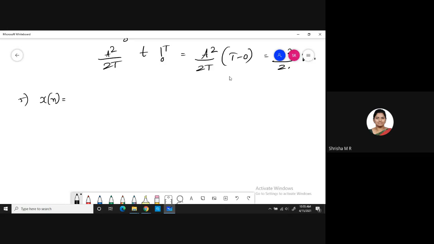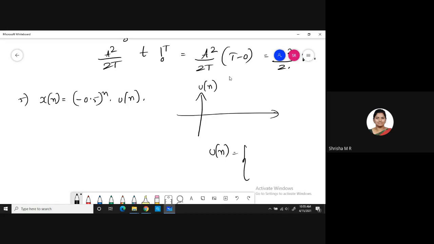x of n is equal to (minus 0.5) to the power of n into u of n. Try plotting this. You know what u of n is, right? It is the unit step signal in discrete form. What is the definition of u of n? It has the same amplitude after t equal to 0. Here it is n, because it's a discrete signal, n will come into the picture. t will not come into the picture. t comes into the picture only in continuous time signals.